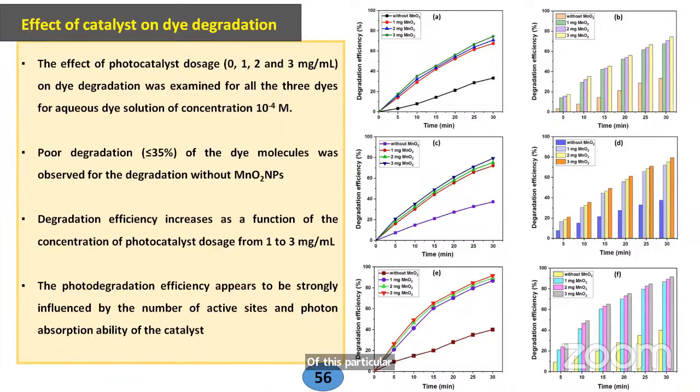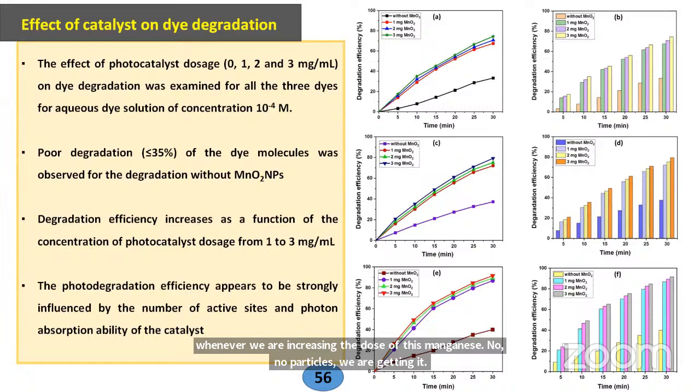So poor degradation of the dye molecule was observed without manganese nanoparticles, and degradation efficiency increases as a function of the concentration of the photocatalyst dose. We are identifying this in scattered light. Scattered means diffused light in laboratory conditions. No artificial light has been added. So whenever we increase the dose of these manganese nanoparticles, we get good photodegradation efficiencies.